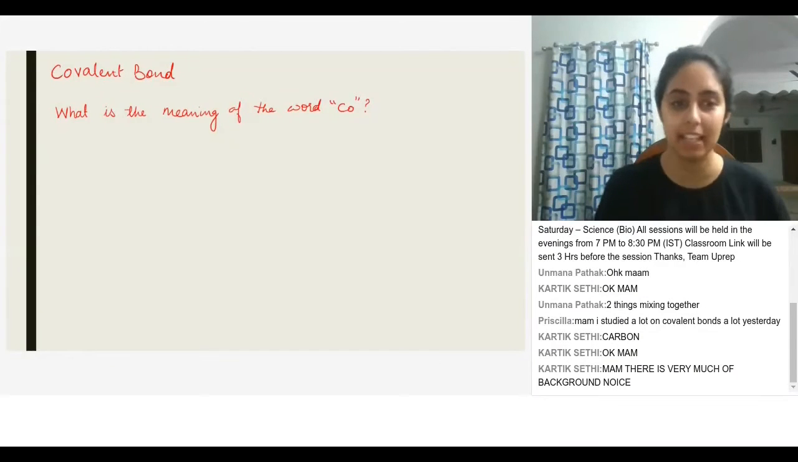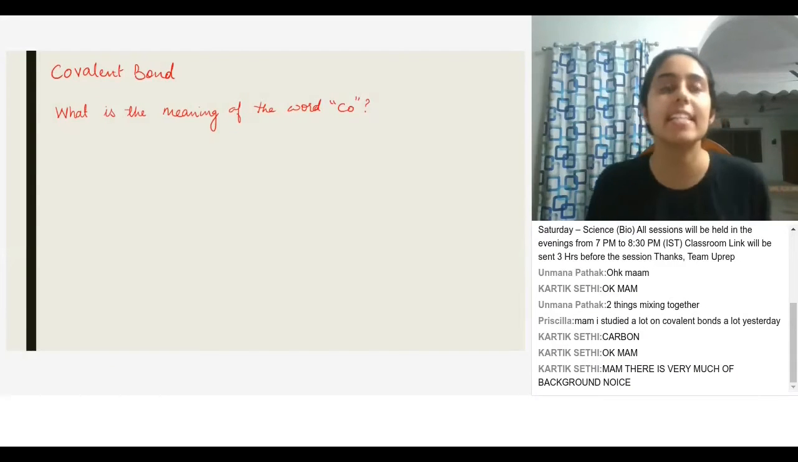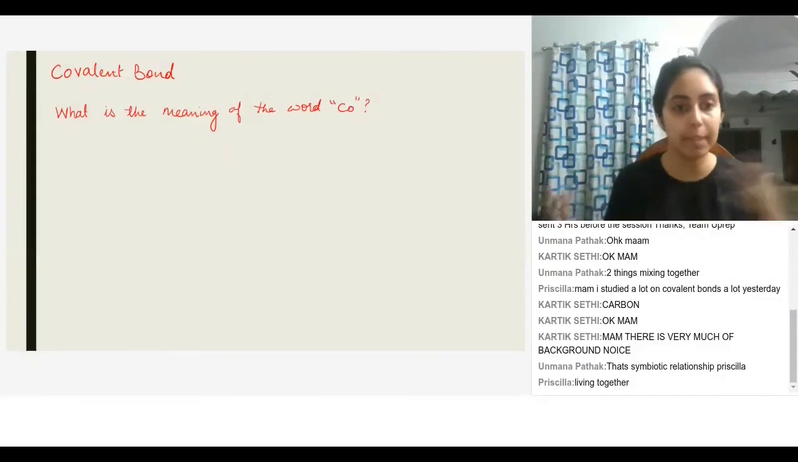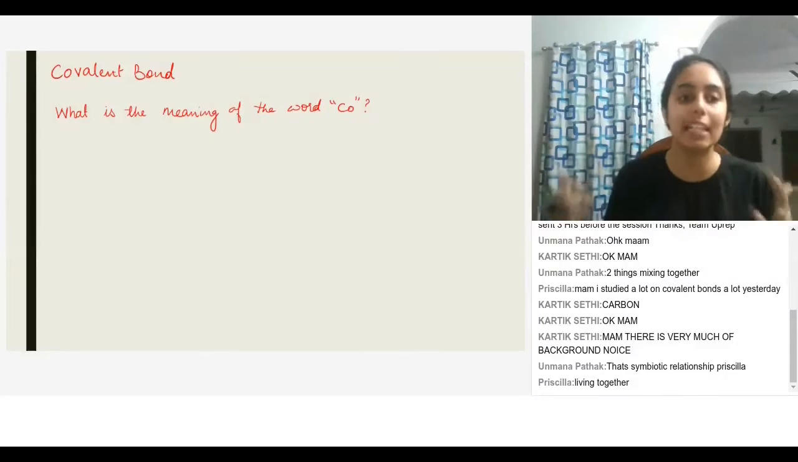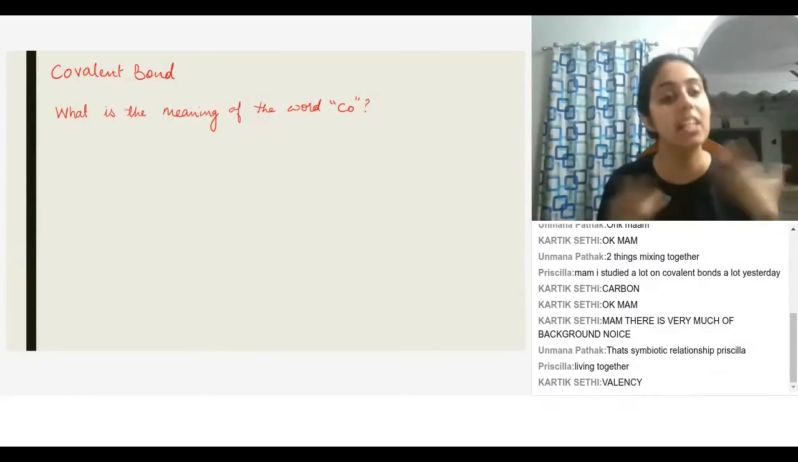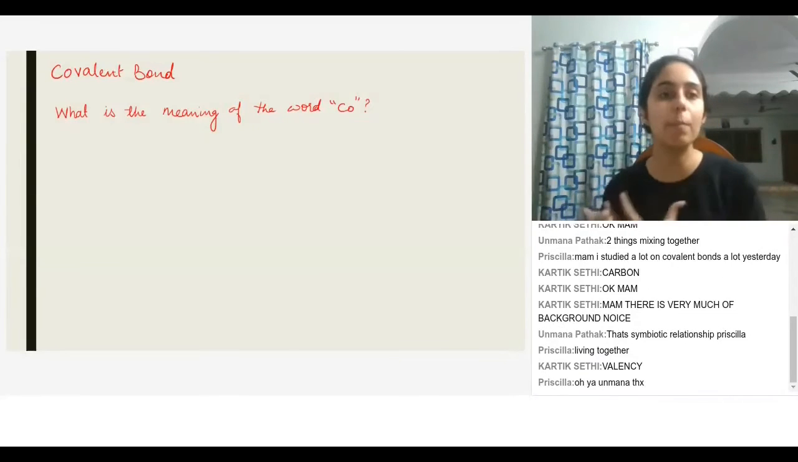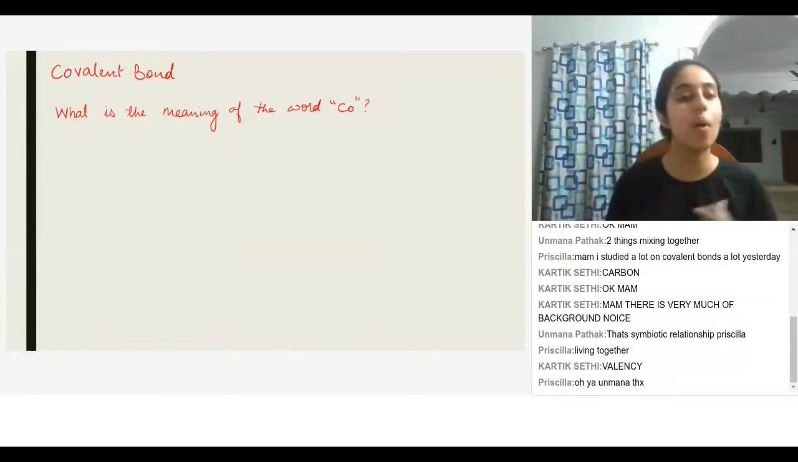Sharing of something, right? So for example, when I say coexist, it means sharing of something between two people or two things that are living together, sharing a living space. Or if I say cooperate, what that means is operating together, sharing an operation together. So that is the meaning of the word co.